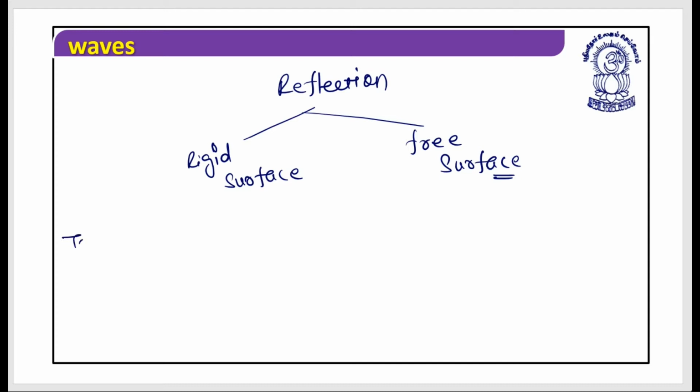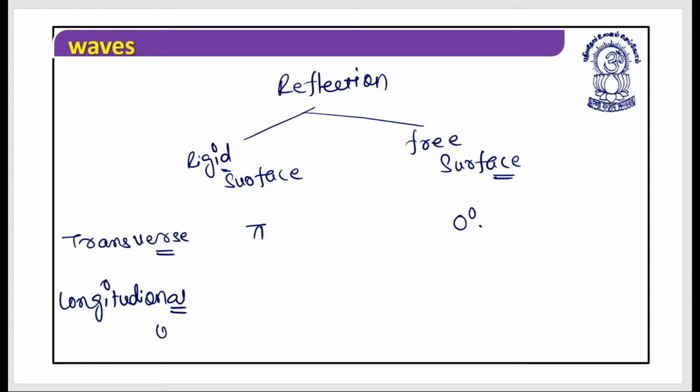When we talk about transverse waves, with the rigid surface there is a phase difference of pi, and with the free surface there is a phase difference of 0 degrees. When we talk about longitudinal waves, the situation is exactly reversed: for the rigid surface the phase difference is 0 degrees, and for the free surface the phase difference is pi. So this will be the situation.